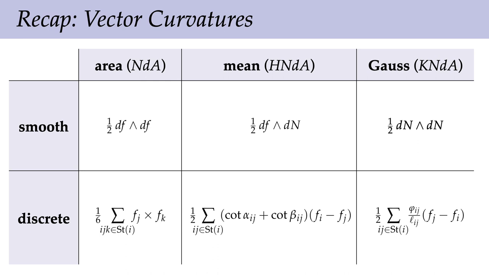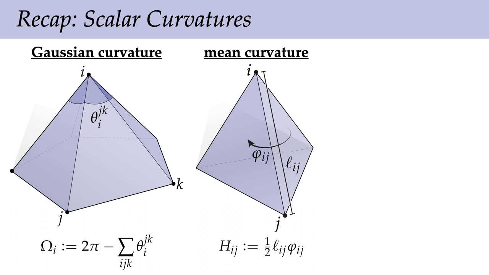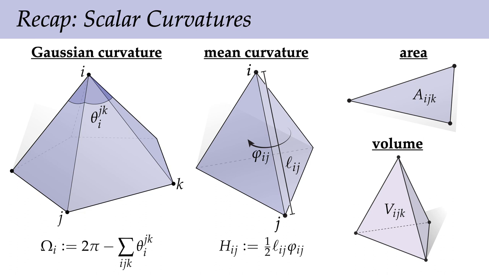We also had scalar curvature quantities. In particular, we had the Gaussian curvature at a vertex, which is 2 pi minus the sum of interior angles, theta ijk. We had the mean curvature associated with an edge, which we said was 1/2 the edge length times the dihedral angle. And then we had two other important quantities, which aren't really curvatures, but play an important role in our story: the triangle area, A_ijk, and the volume of a tetrahedron, V_ijk. And we saw how we can break up the volume of the whole surface into the volume contributed by every triangle. Pick some point and make a tetrahedron with every triangle.